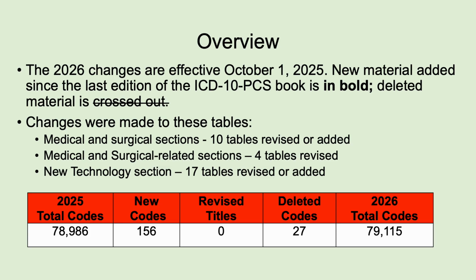So how does this compare to this year? So in 2025, we had 78,986 codes. 156 were added, 27 were deleted, so that gives us a total of 79,115. Now, my math is not all that great, but I come up with 129 additional codes for 2026.